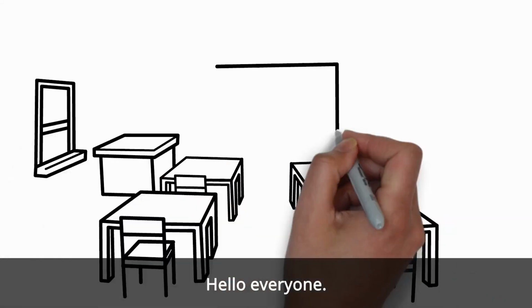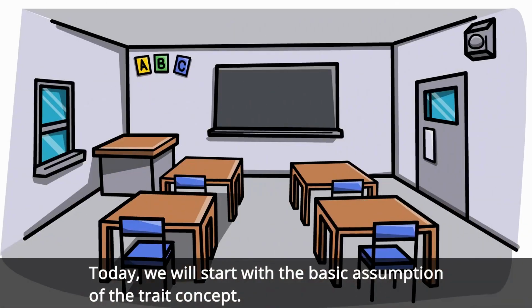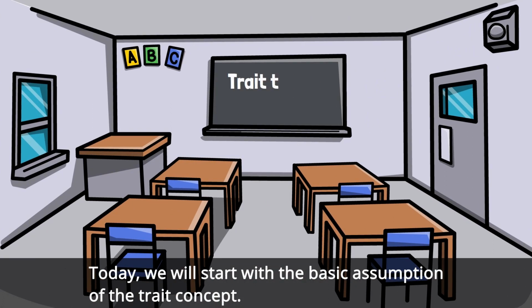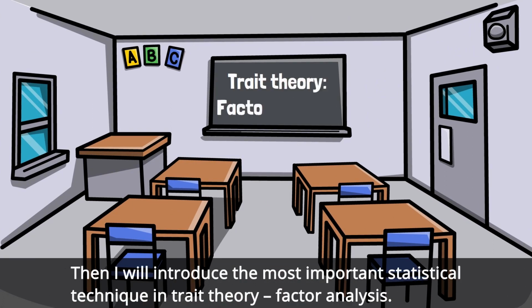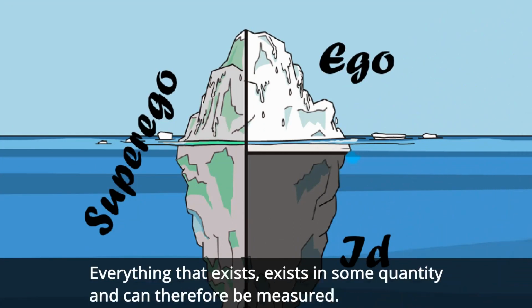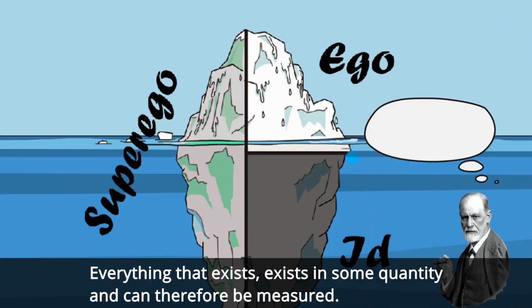Hello everyone. Today, we will start with the basic assumption of the trait concept. Then I will introduce the most important statistical technique in trait theory, factor analysis. We need to start with this basic assumption: everything that exists exists in some quantity and can therefore be measured.